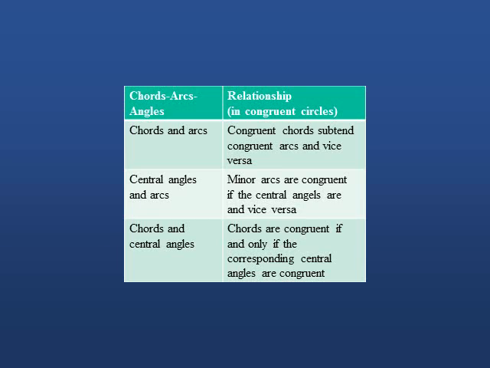So just a reminder, congruent chords subtend congruent arcs. So if you have two congruent arcs, then you know their chords are congruent and vice versa. Central angles and arcs, right? And then chords and central angles. So hopefully remember all of these theorems and how to keep them straight and how we can prove congruency in these different parts.